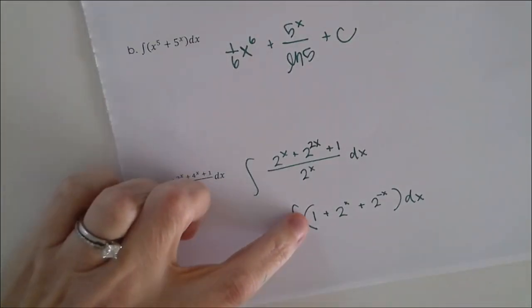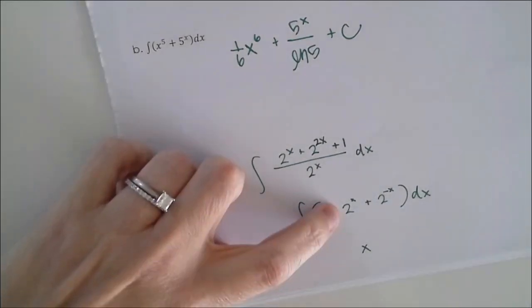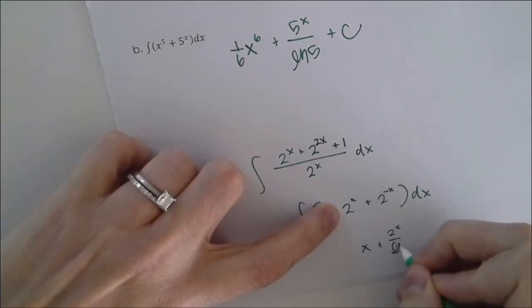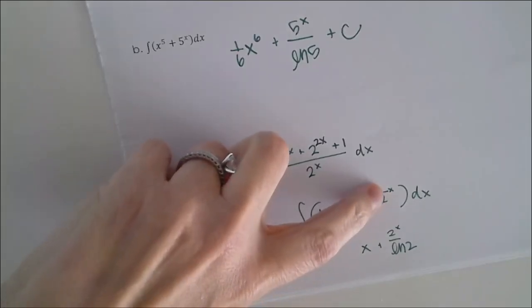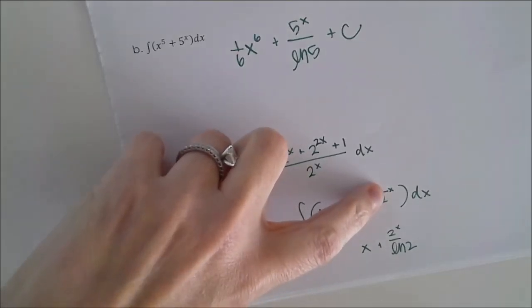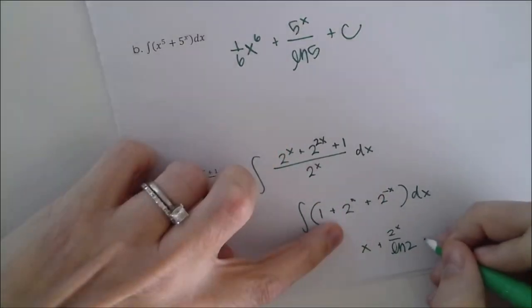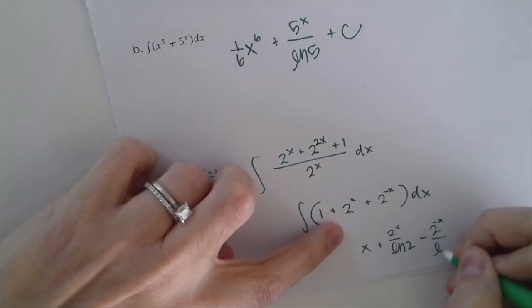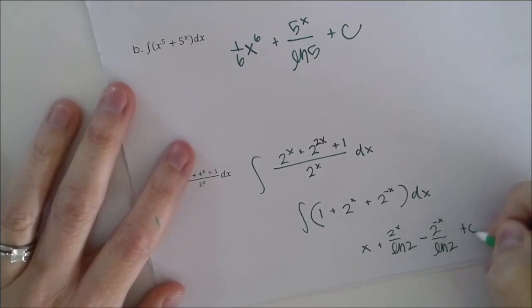So integral of 1 is just x. This 2 to the power of x right here follows our formula that we've been using, so 2 to the power of x over natural log of 2. This one, same formula, but we've got a chain rule that's happening with this negative x. The derivative of negative x is negative 1, so that actually makes a negative 2 to the power of negative x over natural log of 2. And then we've got our plus c that needs to follow along.